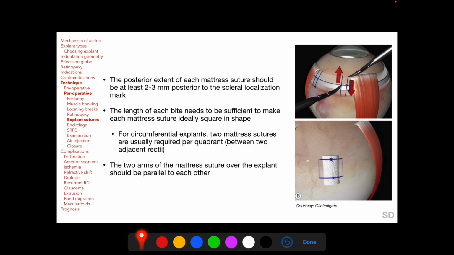The posterior extent of each mattress suture should be at least 2 to 3 mm posterior to the scleral localization mark, and the length of each scleral bite of a mattress suture needs to be sufficient to make the mattress suture ideally square in shape. And for circumferential explants, 2 mattress sutures are usually required per quadrant between any 2 adjacent recti, and the 2 arms of the mattress suture over the explant should be parallel to each other.